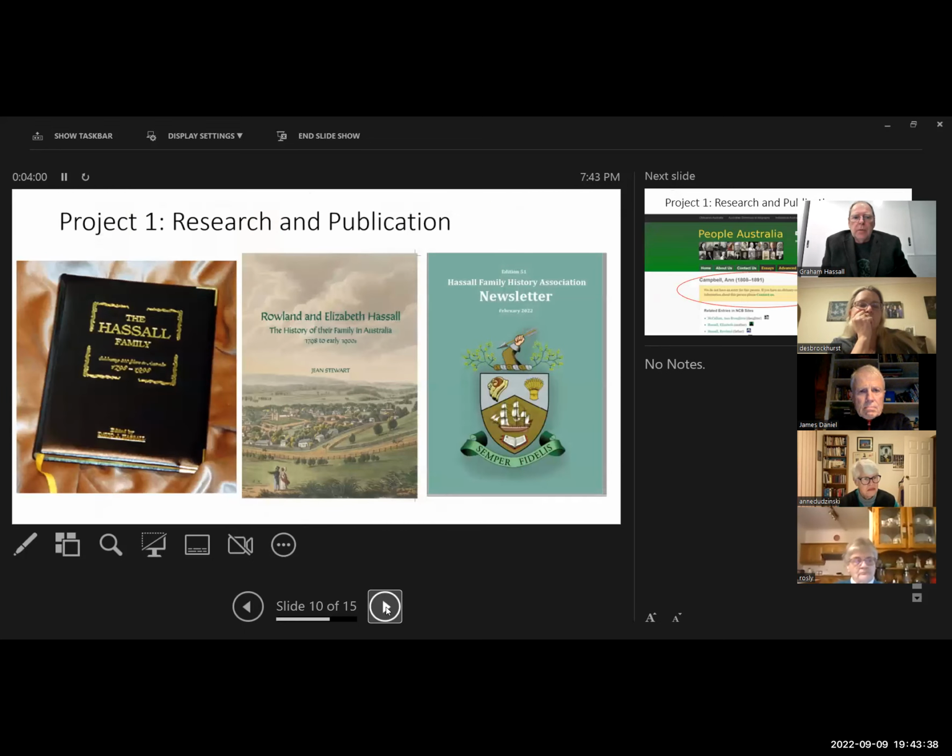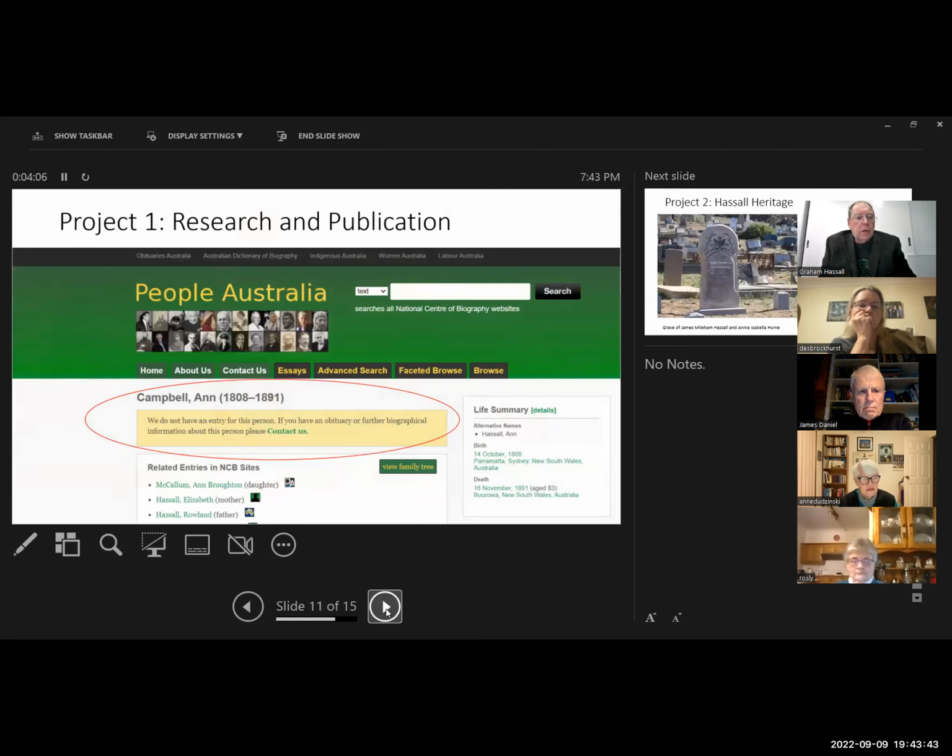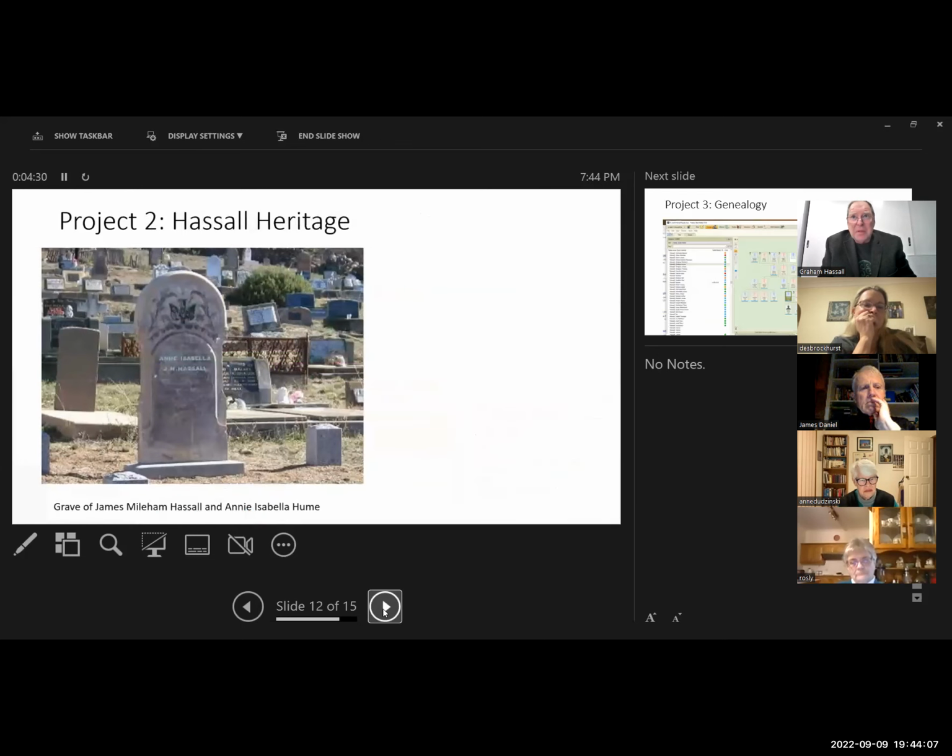All right, so you know about the association by now that we're interested in publishing. We're interested also, this is the Australian Dictionary of Biography, and many of the Hassalls have, in a sense, a kernel of an entry. For Anne Campbell, she's a person of historical interest, but the note says, we do not have an entry for this person. If you have an obituary or further biographical information, please contact. That's an opportunity for Anne Brockhurst, if you want to put it there. Is that a hint? It's an opportunity. And there are many of them in that biographical project.